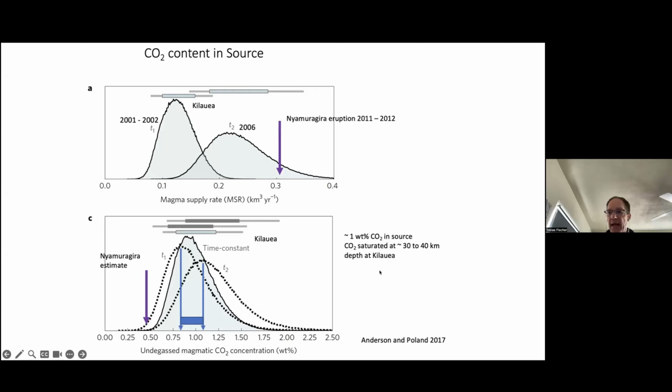Again, it's the same exact method that I just showed you, but this one is much more sophisticated, looking at how magma flux and CO2 flux match in terms of the model. But in principle, it's the same. So the Nyiragongo estimate is a bit lower than that, 0.5 weight%, right? 4,000 ppm. So you see that this is not unusual, right? Kilauea and Nyiragongo have similar CO2 concentrations in the source.